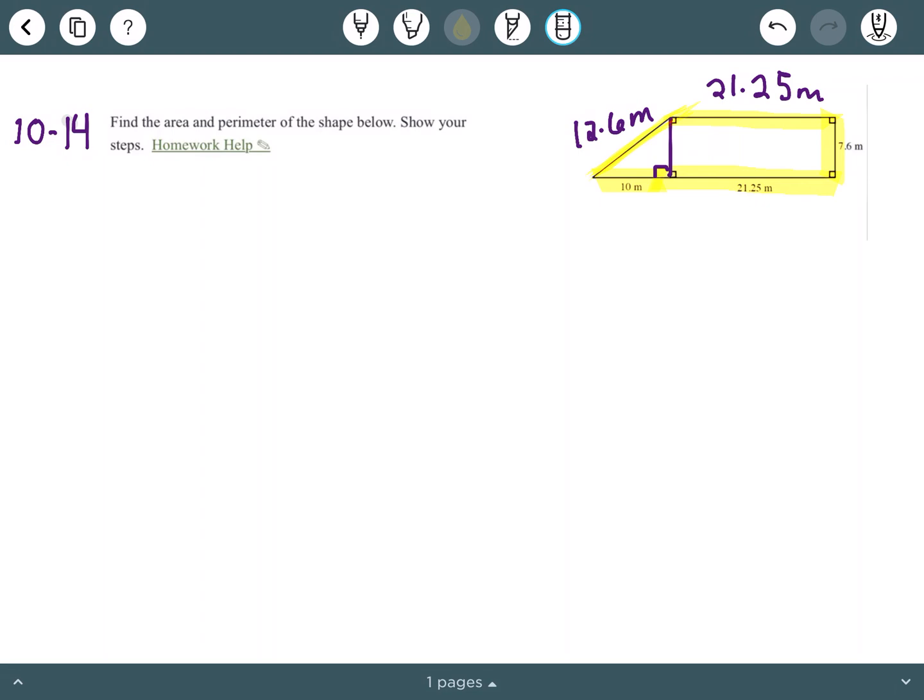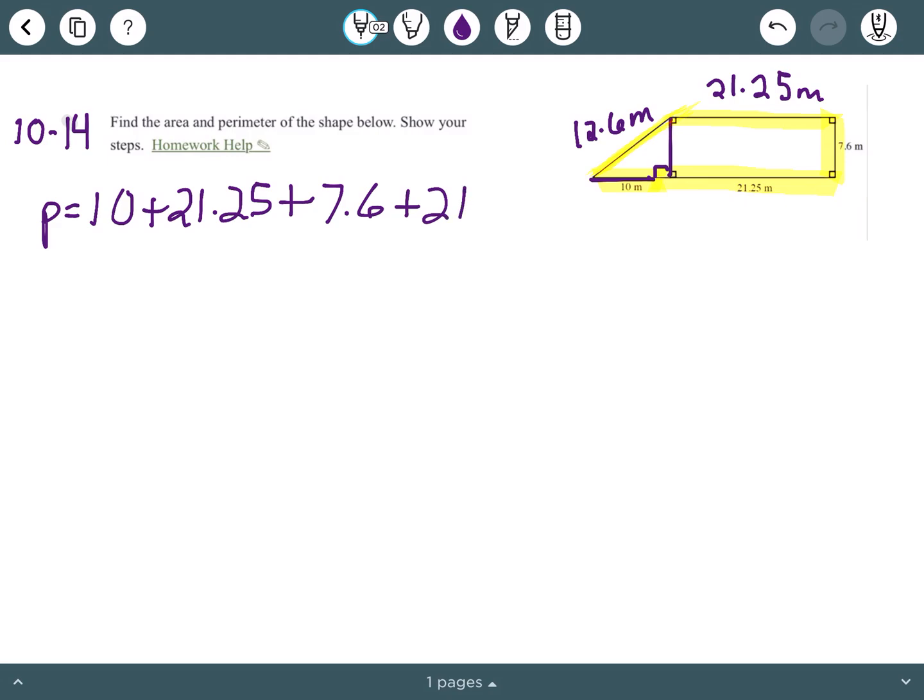So now I've got all of my outer side lengths, so I can add them together. For the perimeter, we know we add all of the sides. I'm going to start right here. 10 plus 21.25 plus 7.6 plus 21.25 plus 12.6.